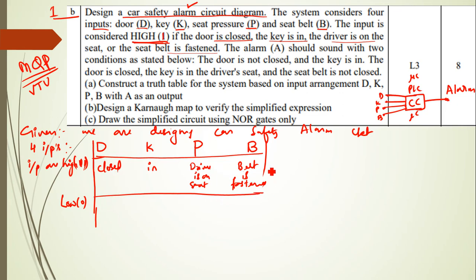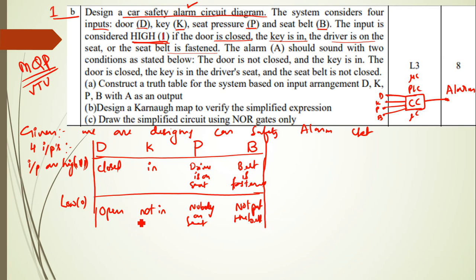guys, you guys only can analyze. When the door is open, when the key is not in, when the driver is not in the seat, nobody on the seat, and the belt is not fastened, means you have not put the belt, but you want to drive the car. These are the issues, right? If you have not put the belt, it is a safety action. Always you have to put your safety belt while driving, or else you are sitting idle in the car.